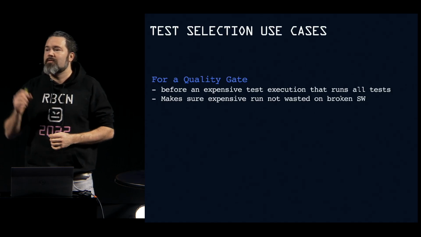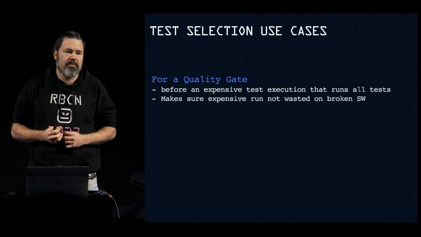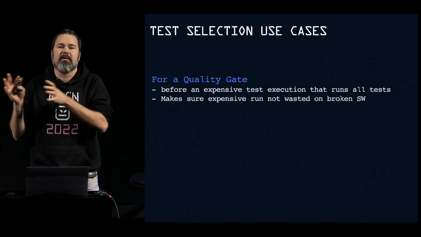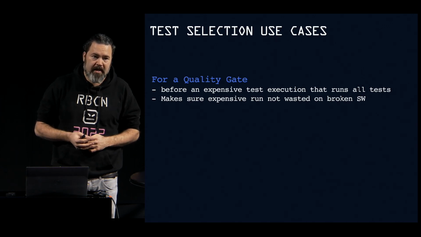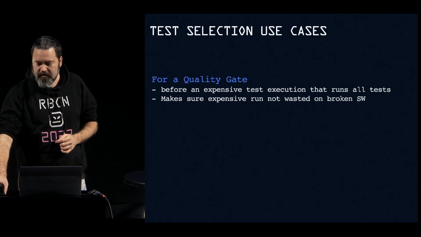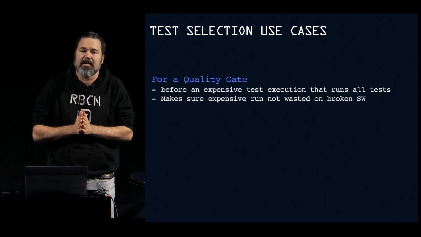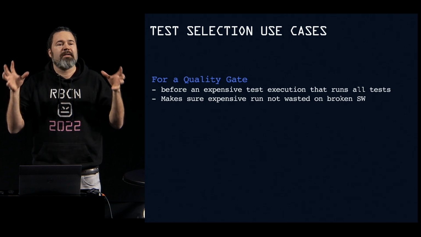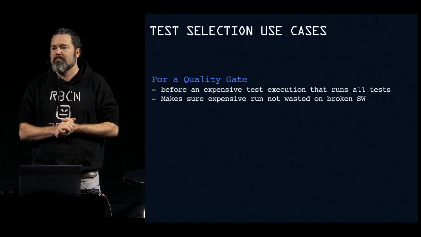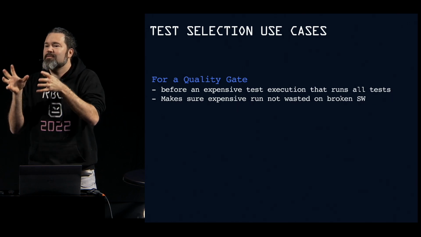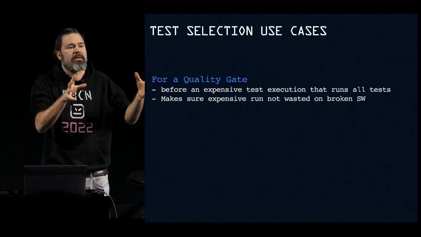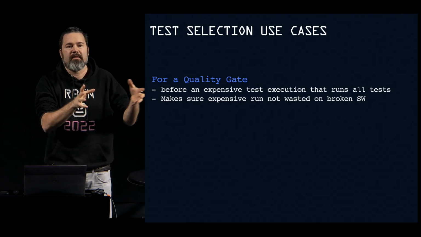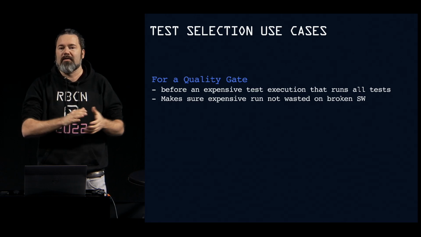I want to talk about 2 specific use cases for test selection that I see a lot of teams apply in practice. And the first one is for a quality gate. And what I had to learn through customers is that a long-running test execution is a scarce resource in itself. We have customers where the entire automated test run takes a month, especially if there's a lot of hardware involved.